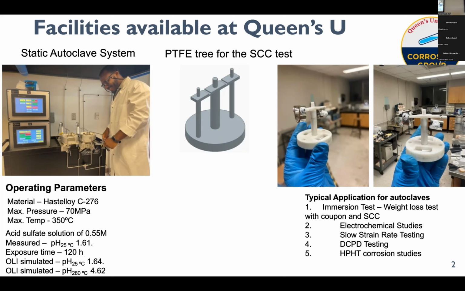Like I said, there are different tests we can do with this: immersion tests, when you're trying to look at your weight loss, and probably SCC as well. You can also do electrochemical studies, slow strain rate tests, DCPD, direct current potential drop testing, and a bunch of other tests.